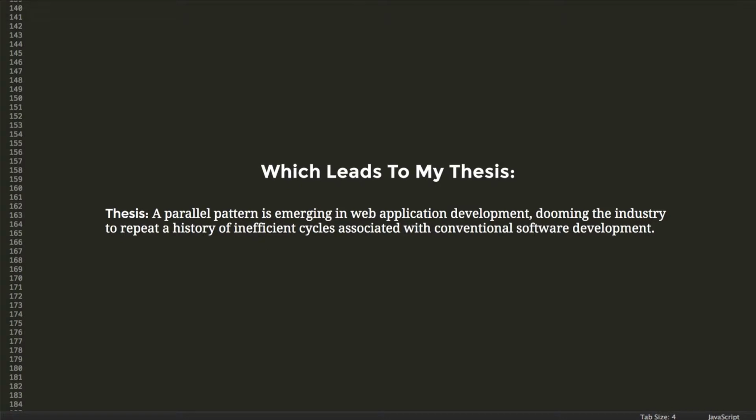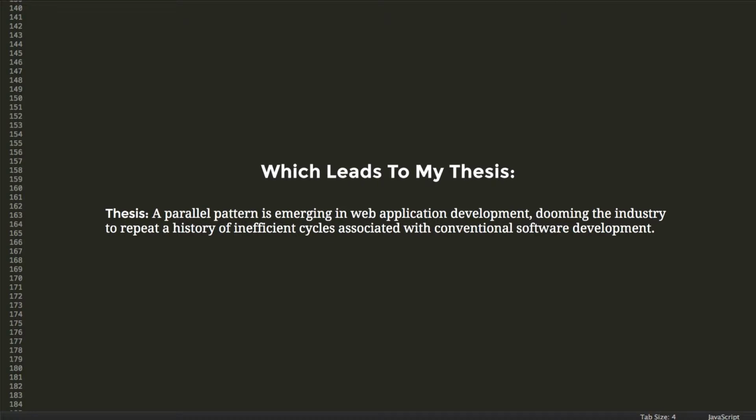This problem basically leads to my thesis: there are so many new development patterns emerging without being proven that it's eventually going to lead us into a cycle that doomed the software development field, where no proven or foundational methods have been established. Therefore, multiple efforts of web application development will lead to failure.